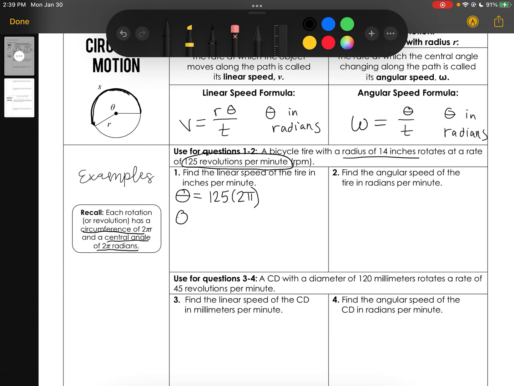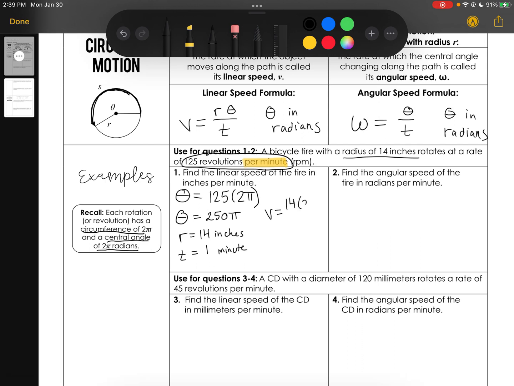Finding theta will be the same thing every single time we do this. Take whatever the revolutions are, multiply it by 2 pi. So 250 pi is our measure for theta in this case. Lucky for us, they define the radius explicitly, so 14 inches is the radius we have here. Based off of this, the one final thing we need is time. Looking at this, what unit of time do they give us? Revolutions per minute, so revolutions per every 1 minute. That's the segment of time we're given.